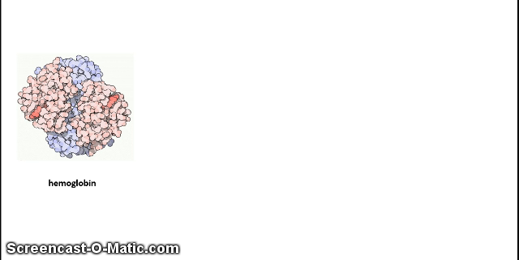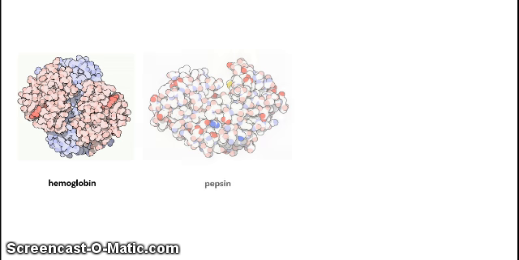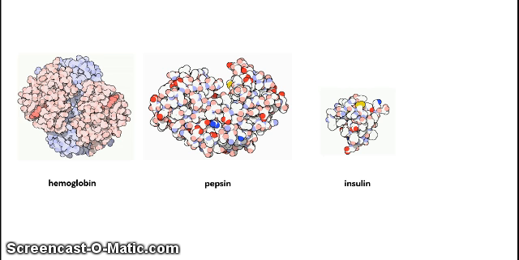This is hemoglobin, a protein you might be familiar with, found in your blood, reacts with oxygen, carries oxygen around your body. This is pepsin, an enzyme, a molecule that carries out chemical reactions, found in your stomach, that breaks down other proteins into their component monomers. This is insulin, a signaling molecule made by your pancreas, sent around the body.